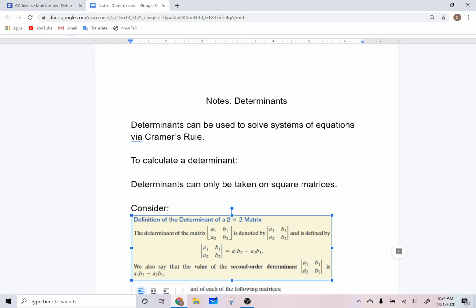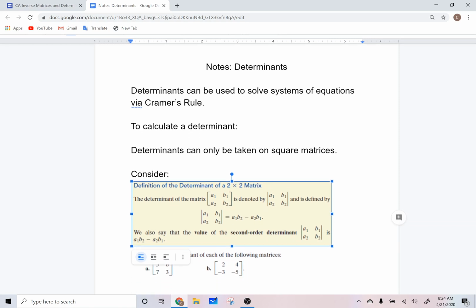Determinants can be used to solve systems of equations via Cramer's rule. So remember, solving systems of equations involves substitution, elimination. We can use RREF, which is Gauss-Jordan elimination. There was another one we talked about originally, but I don't remember what the other one was off the top of my head right now. But anyways, determinants are another way that you can do this.